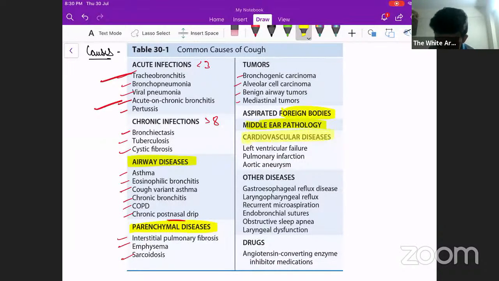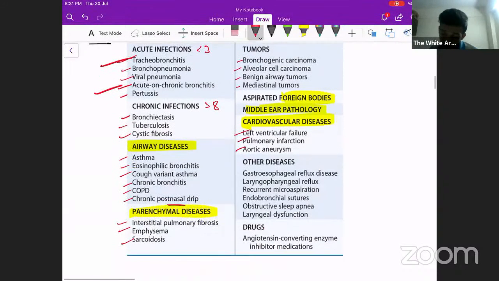Then comes the serious cause. So serious, what is the cause? Whenever there is pulmonary edema. So it can be because of heart failure, or pulmonary infarction, or because of an aortic aneurysm, which will lead to compression. Okay. Next is, what are the other diseases?